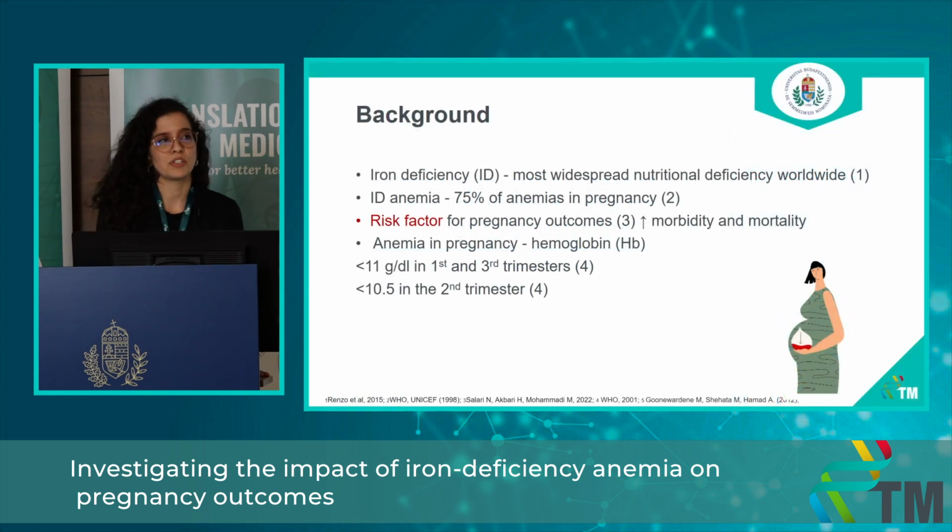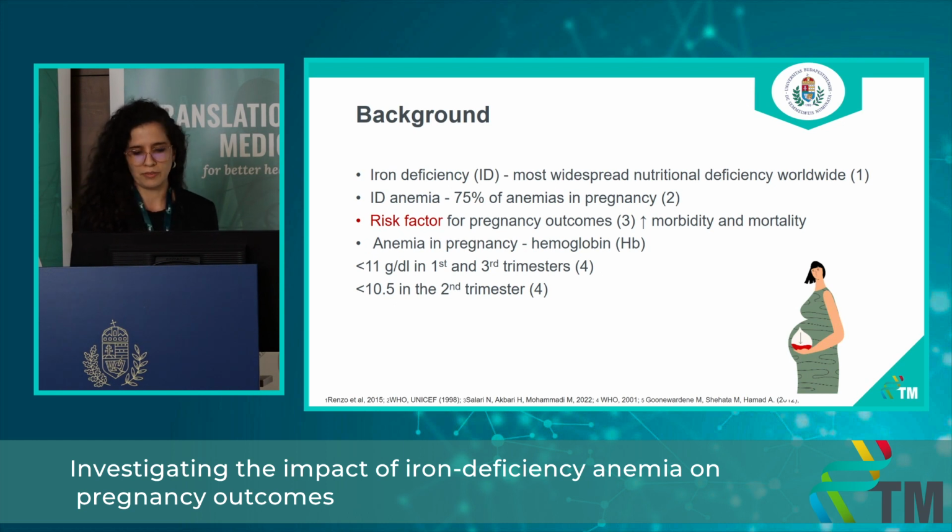Iron deficiency anemia is the most widespread nutritional deficiency worldwide, and it accounts for over 75% of all anemias during pregnancy. It is well known to be a risk factor for adverse pregnancy outcomes, which increase the morbidity and mortality of both the pregnant patients and the offspring. Anemia in pregnancy is characterized as hemoglobin lower than 11 grams per deciliter in the first and third trimesters and lower than 10.5 in the second trimester, and is also graded as mild, moderate, and severe according to WHO.